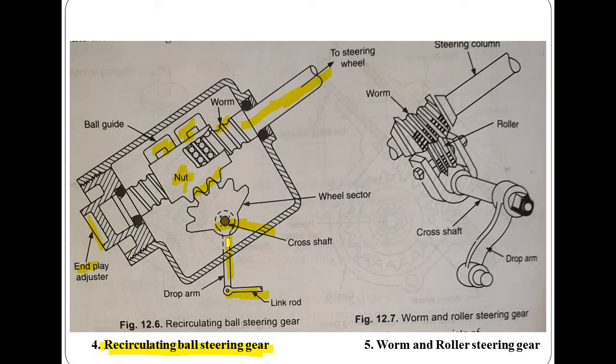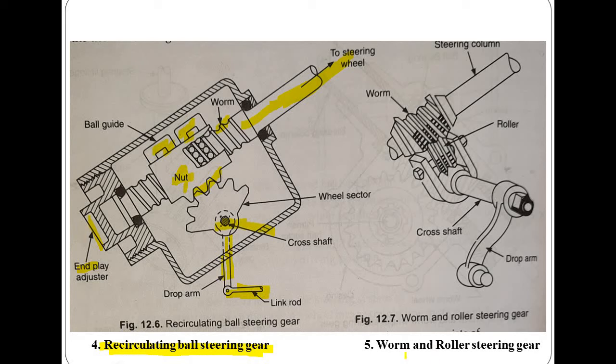So this motion is transmitted through the drop arm to the link rod, and it is connected with the further linkage system of the steering mechanism. So the power is given through the wheel manually, and it is transmitted in this gearbox. So this is all about the recirculating ball steering gear.